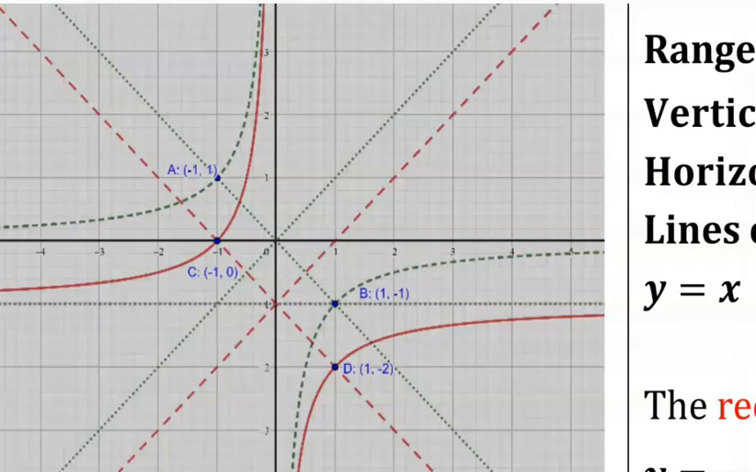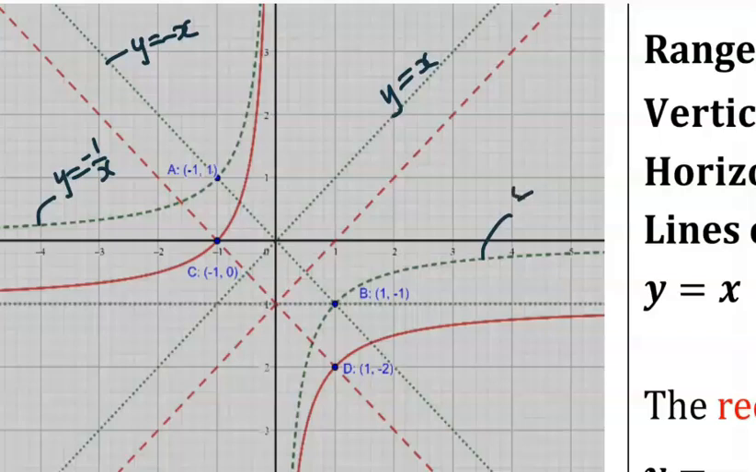So let us look at the graph. This is my line y equal to x. This is my line y equal to minus x, my lines of symmetry. And this is my graph y equal to minus 1 over x, and the other part of it. We see that from A to C is 1 unit down. From this graph, from x minus x to that one is 1 unit down.